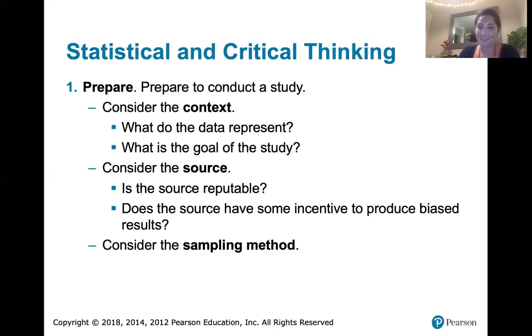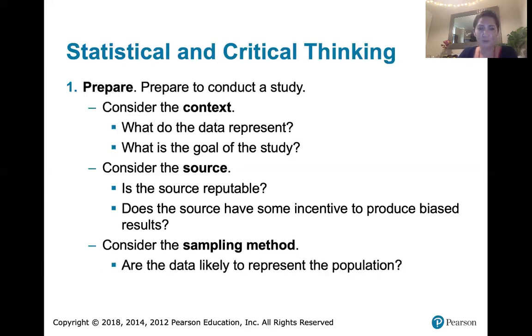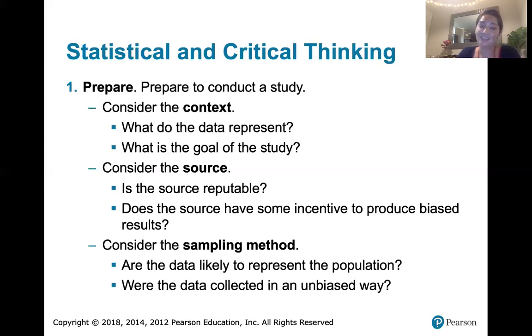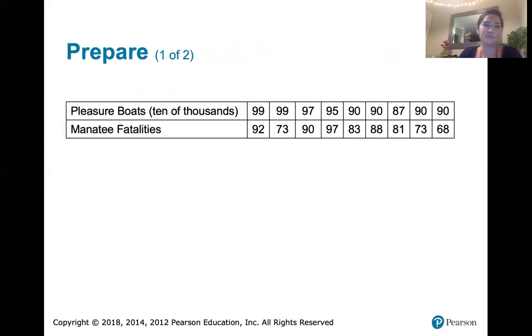So we can say something about that small subset. We can say something about, let's say, those like 30 carbon monoxide detectors in the last video, but we can't say something about the 38 million if we haven't sampled correctly. So we want to know, are those data likely to represent the entire population? And were they collected in an unbiased way? So let's go through these steps.